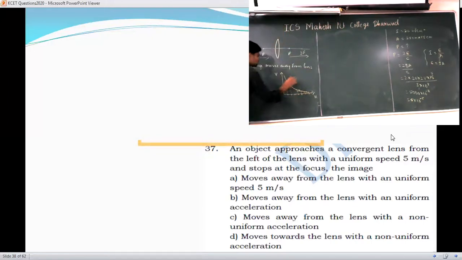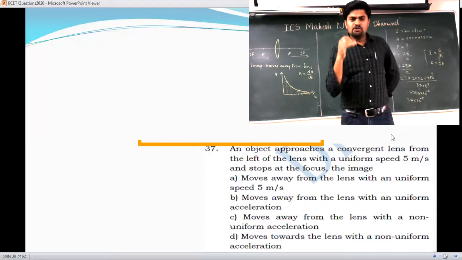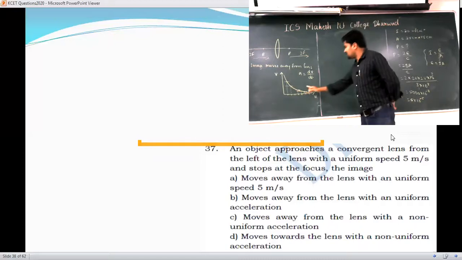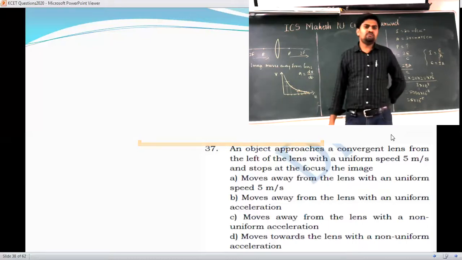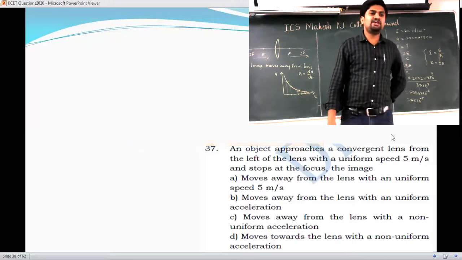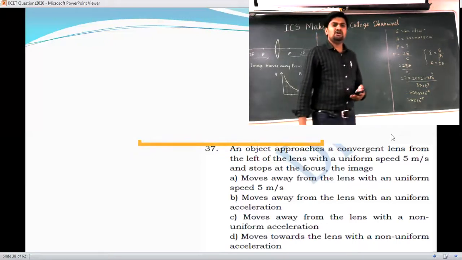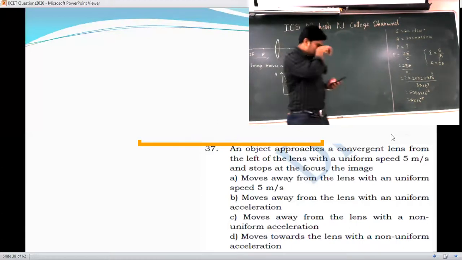What is acceleration? Acceleration is change in velocity upon time. If you want to say it is a uniform acceleration, there should be a uniform change in the velocity with respect to time. But when you see the graph here, there is no uniform change in velocity with respect to time. So that's why I will go for the option: it is a non-uniform acceleration. So option C is the suitable answer there. You can say that it moves away from the lens with a non-uniform acceleration. That is the answer. Yes, we'll go to the next one.